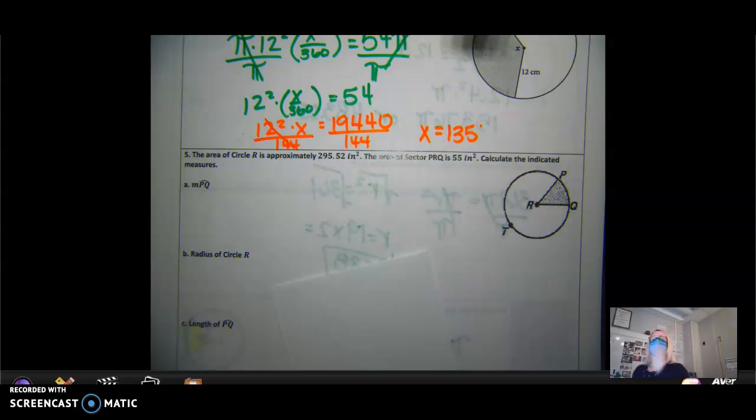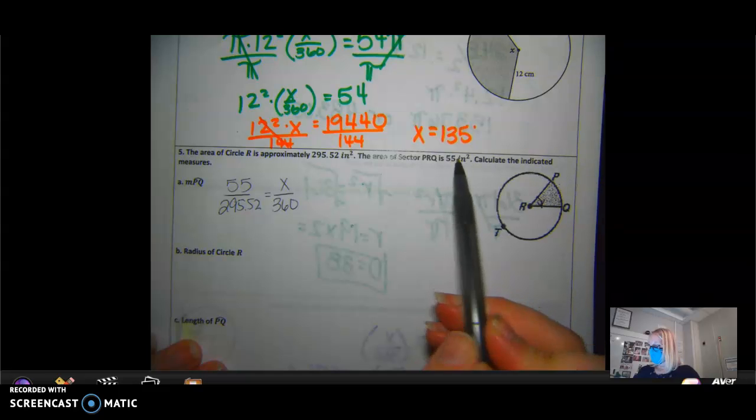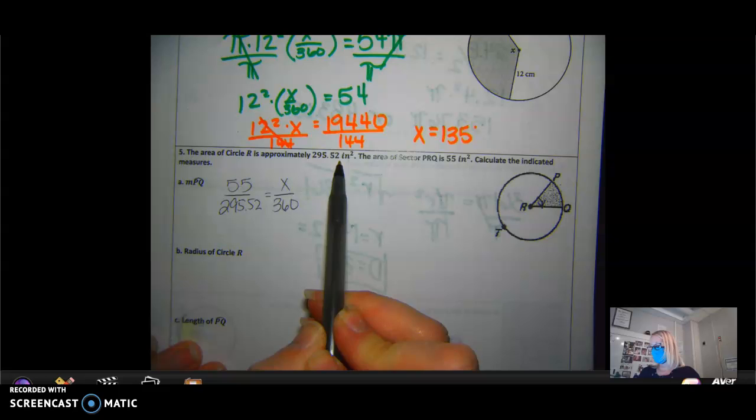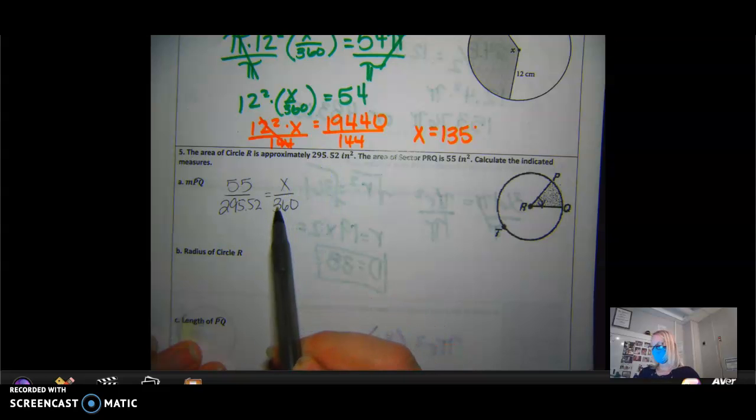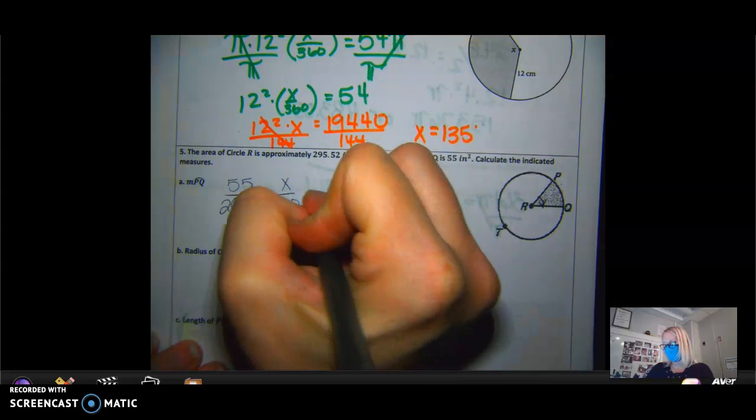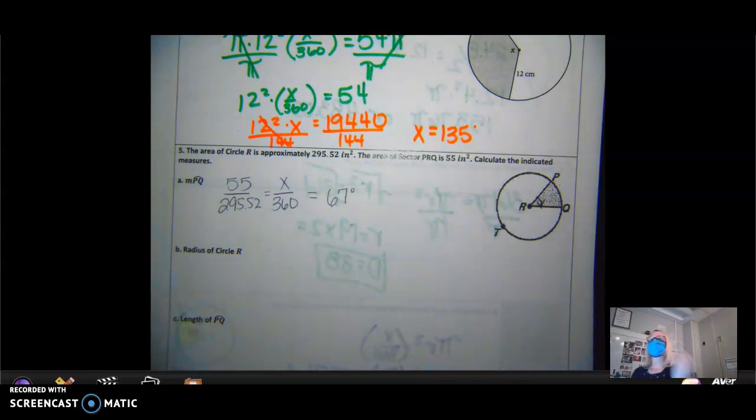So essentially, you set up a proportion and solve for how many degrees. This little piece, they're saying it has an area of 55 out of the total 295.52. Well, we want to know how many degrees that takes up out of the total 360. So we cross multiply and divide. What did you get for the number of degrees? 67 degrees. Now, if you did it a different way, you should still get that same angle measure.